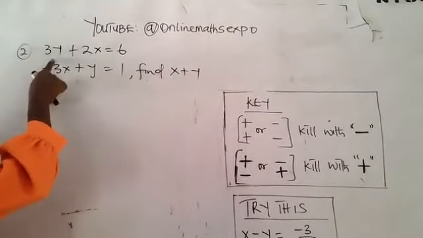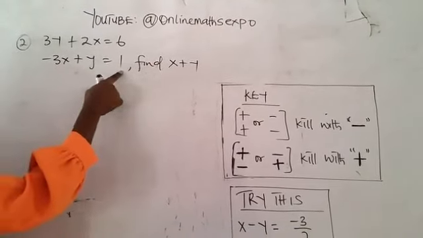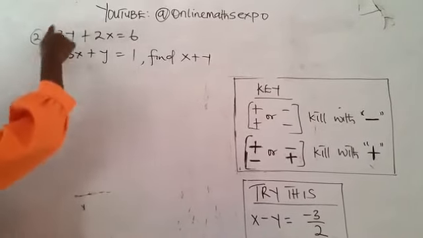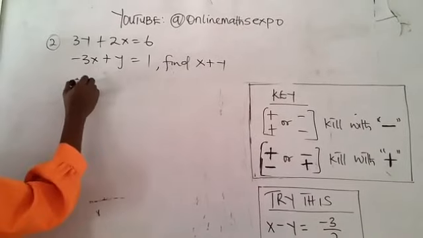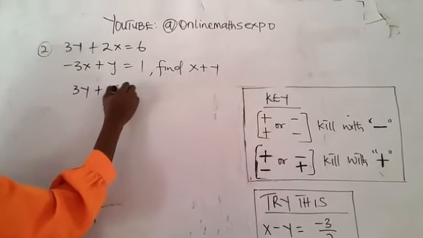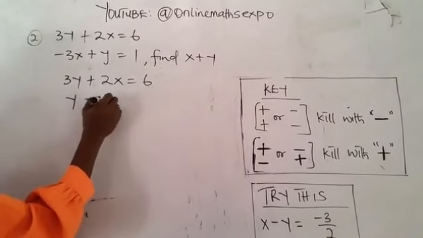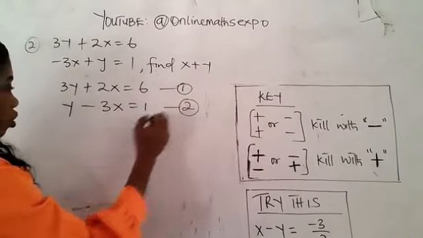For question 2, we have 3y plus 2x is equal to 6, minus 3x plus y is equal to 1, and we are asked to find x plus y. So what we do first is to rearrange this question to work in accordance. So we have 3y plus 2x is equal to 6. Then this one will come over to have y minus 3x is equal to 1. This is our equation 1, and this is our equation 2.